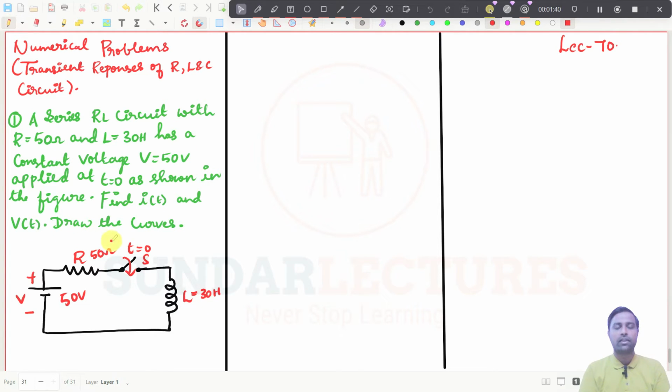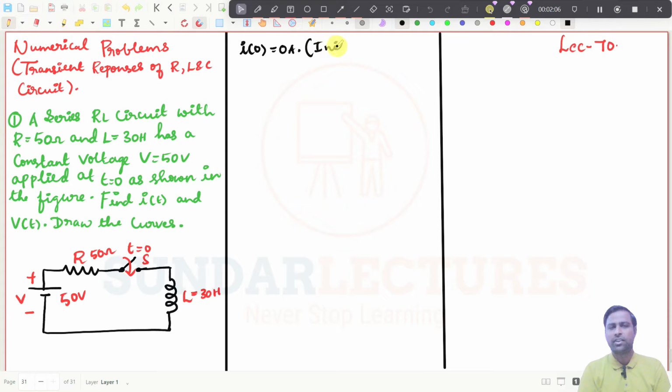They have not given you what happens before closing this switch, right? So you try to assume that the inductor carries zero current before closing the switch. So obviously you have to write i of 0 is equal to 0 amperes. That you have to understand clearly. That is the initial condition.